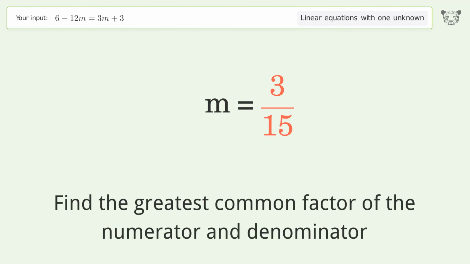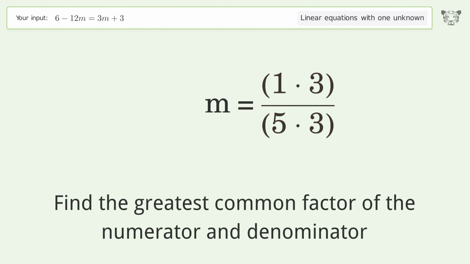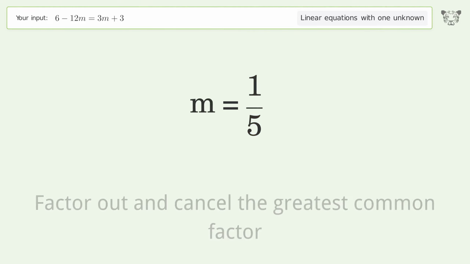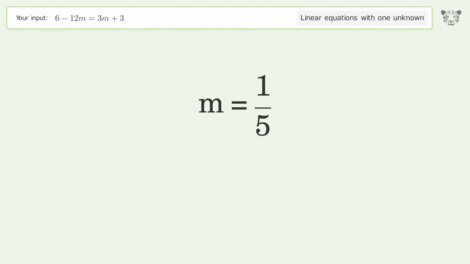Find the greatest common factor of the numerator and denominator. Factor out and cancel the greatest common factor. And so the final result is m equals 1/5.